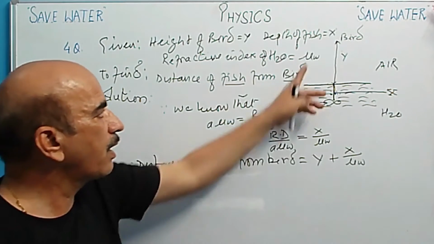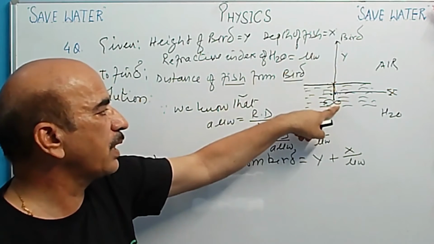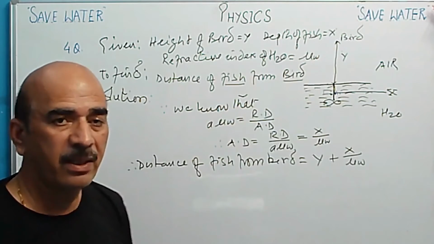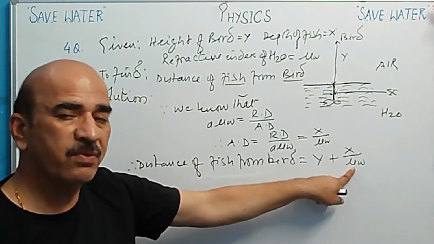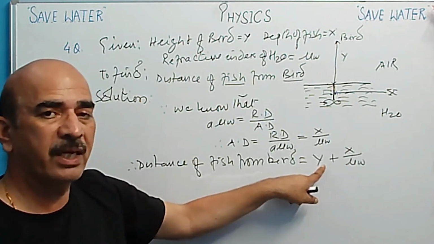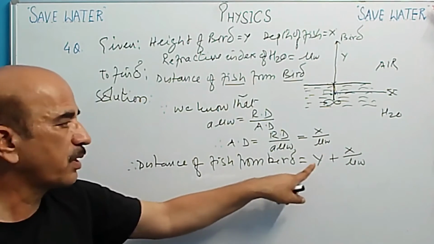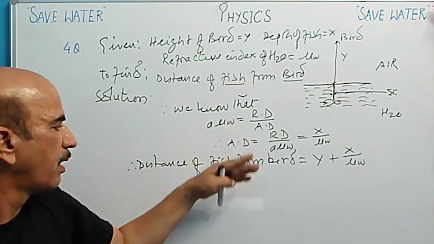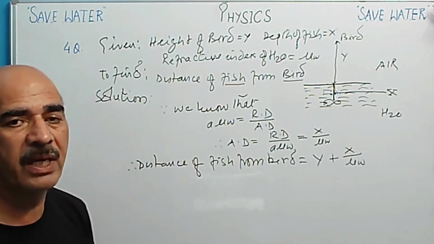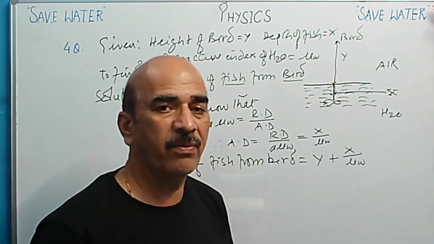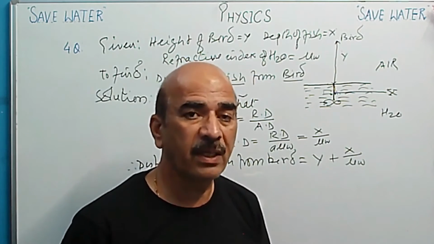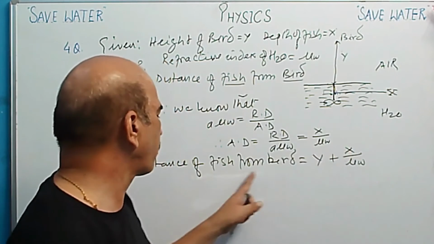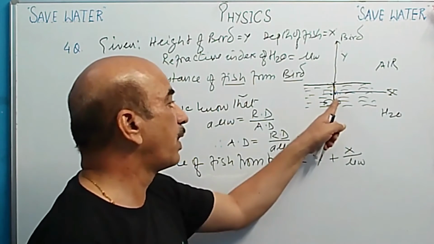Okay, so here again light is coming from the fish, and it is reaching the eyes of the bird. So the apparent depth of the fish will be taken, and this is the actual height of the bird. So this way we can find. Now if you are given the value of x and y, then you can find out the actual height of the bird from the surface of water. Okay. If this is given from the surface of water, and this is given below water, then we can find the distance of fish from the bird.